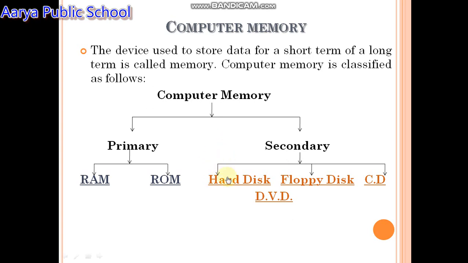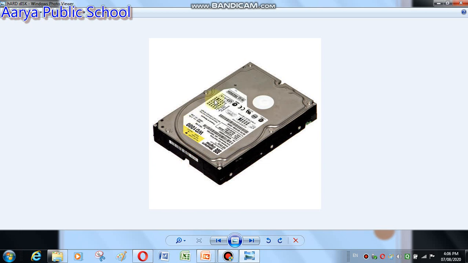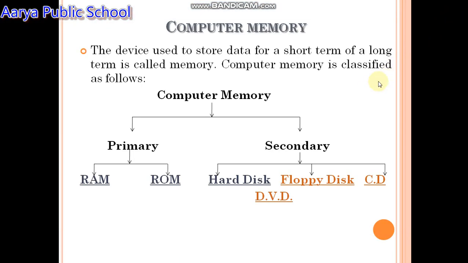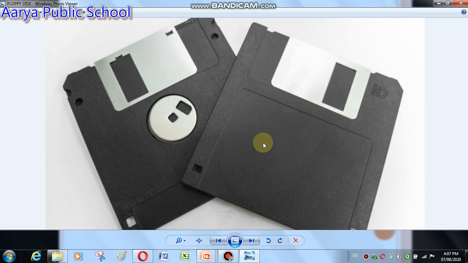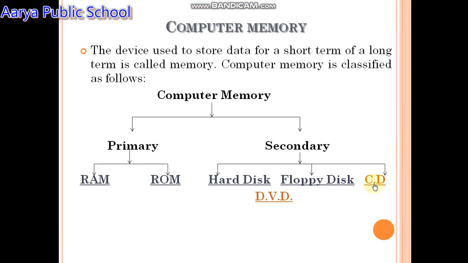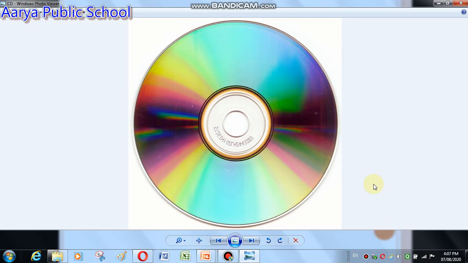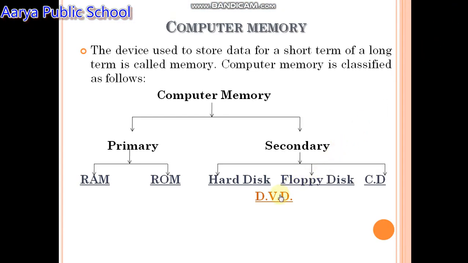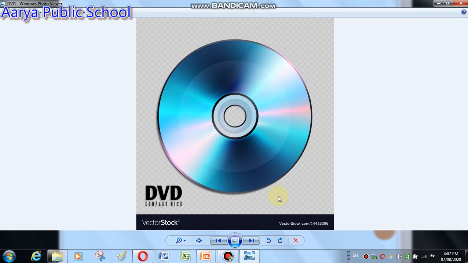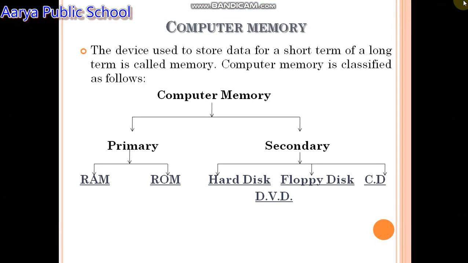First, hard disks. These are the hard disks. A hard disk is a permanent memory and stores a large amount of data. Then floppy disks. And CD means compact disc, like our CD. Then DVD, digital versatile disc. These are the secondary or permanent storage devices.